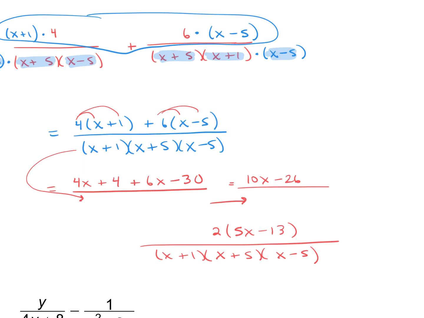It's just so long, I didn't want to rewrite it that many times. Do we have any factors we can reduce between the numerator and the denominator? And if you look carefully, we do not, which makes this our final answer.